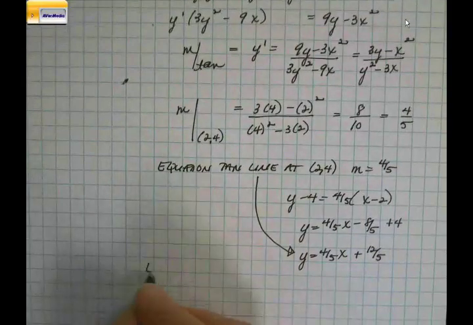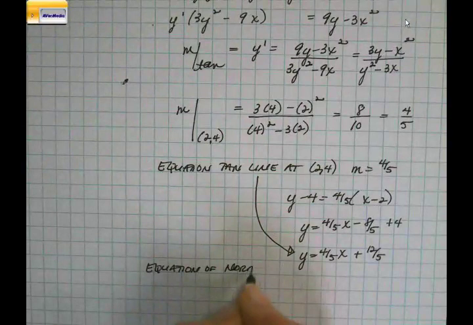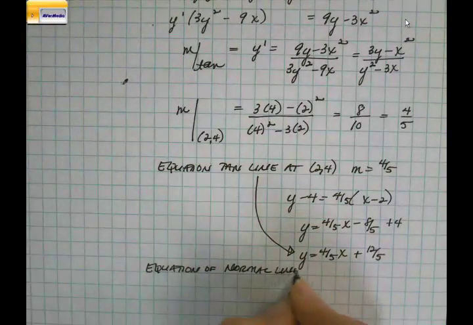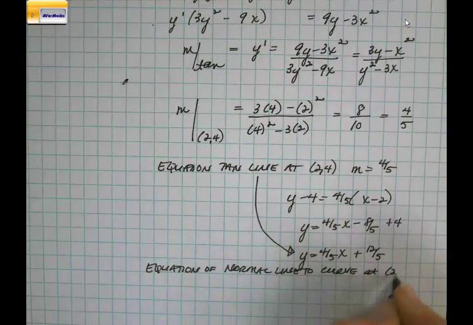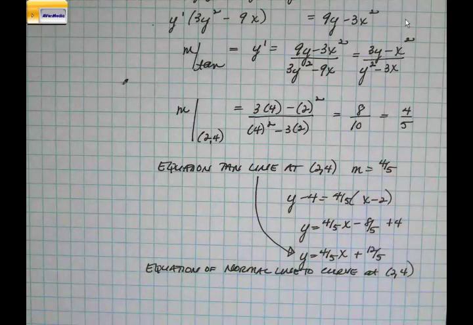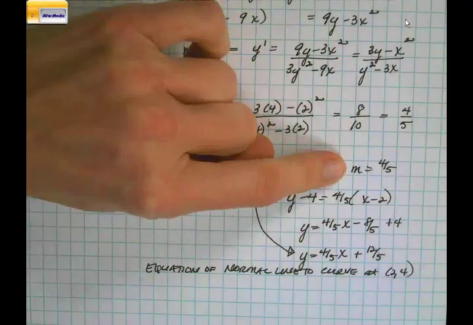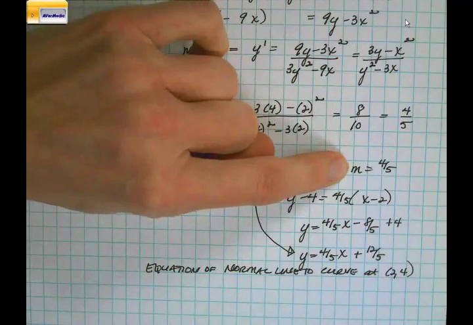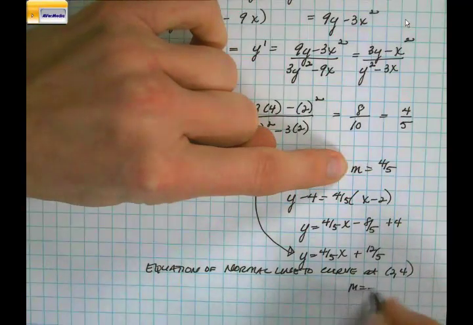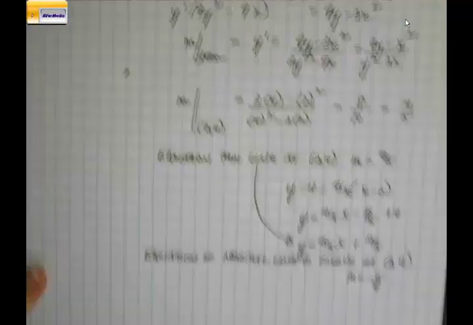The next question is, what is the equation of the normal line to the curve at (2, 4)? Well, what's the slope of the normal line to the curve at (2, 4)? If this is your tangent line's slope, then your perpendicular line to the tangent line will have a slope of the negative reciprocal, which is a negative 5/4. So its slope is a negative 5/4, the slope of the normal line to the curve.